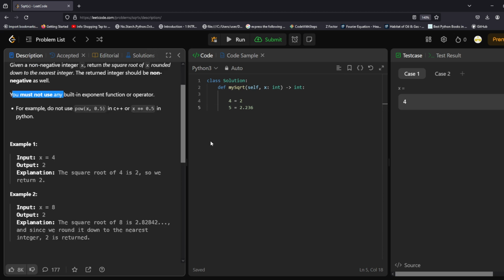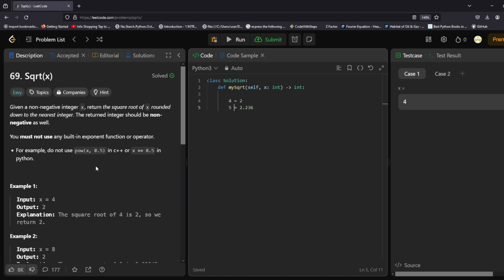Okay, so basically, let's say we are given an input of 4. We know the square root of 4 is 2, and let's say we are given an input of 5. We know the square root of 5 is approximately 2.36. We're supposed to return 2 for both cases. So even if there's a decimal part with the number, we're supposed to round it down to the nearest integer and return it. So in this case, 5 will return 2.